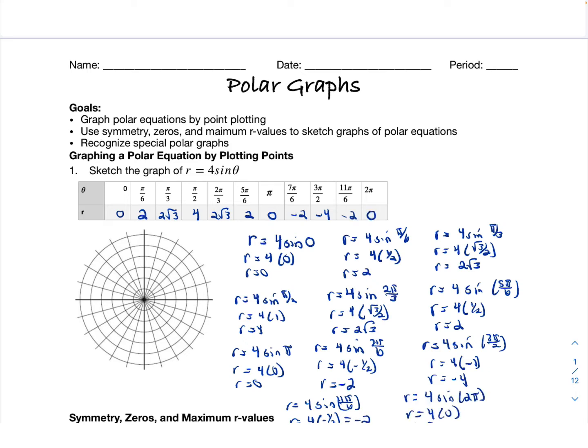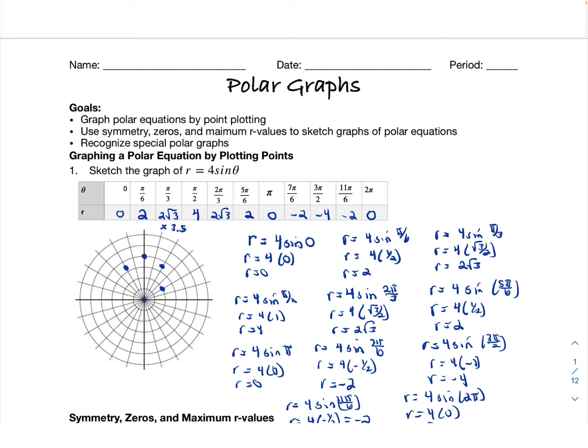Okay, now that I've found some of these major points on the unit circle, I'm going to plot these ordered pairs, these points, onto my polar plane. So that's (0, 0). Now pi over 6, comma 2 would be about here. Pi over 3 and 3.5 would be approximately here. Pi over 2 and 4. 2 pi over 3 and 3.5. 5 pi over 6 and 2.